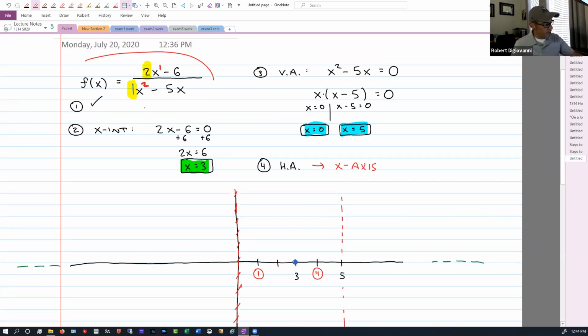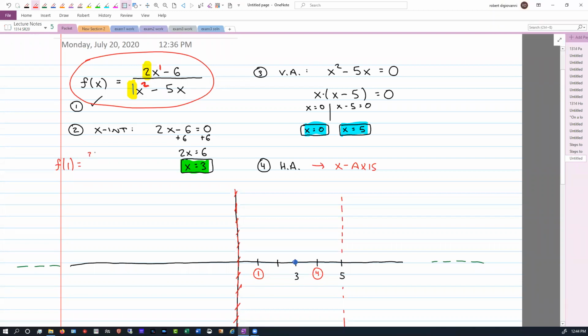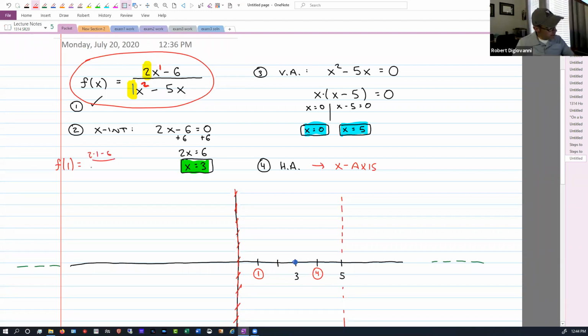So that means you take this function up here and you plug 1 in and see what you get. I'm going to do that right here. What happens when I plug in 1? I get 2 times 1 minus 6 over 1 squared minus 5 times 1. And when you do that, you should get negative 4 over 1 minus 5, negative 4. You should get positive when you do that. Now, I'm kind of trusting that you could do that on your own. You're just plugging 1 into the function. I get 1 out, which means that the point is somewhere up above, right? It's positive 1, so it's up.